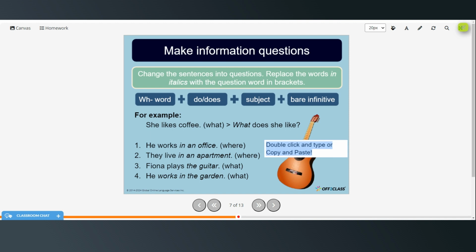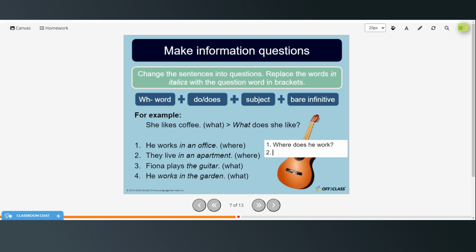All right, so number one, he works in an office. In an office is listed in italics, and we have the question word there, where. So it would be where does he work? Where does he work? He works in an office.